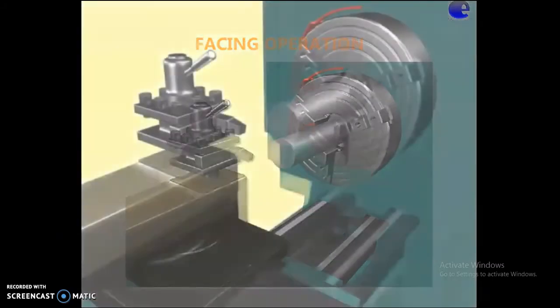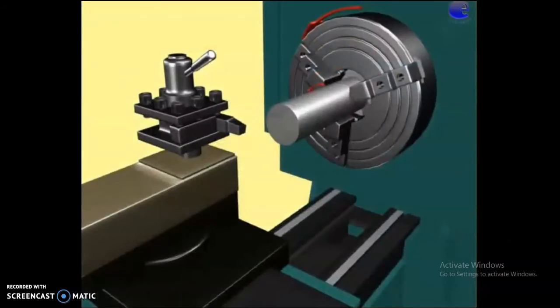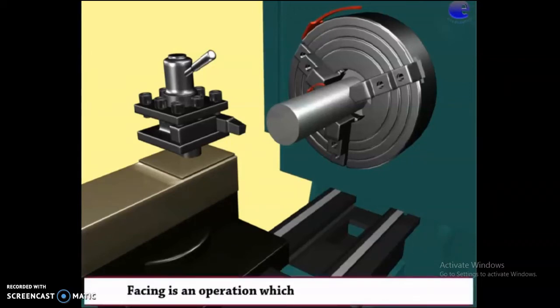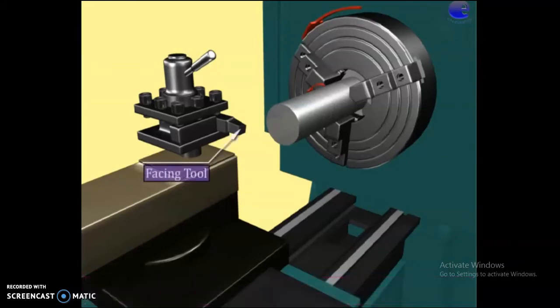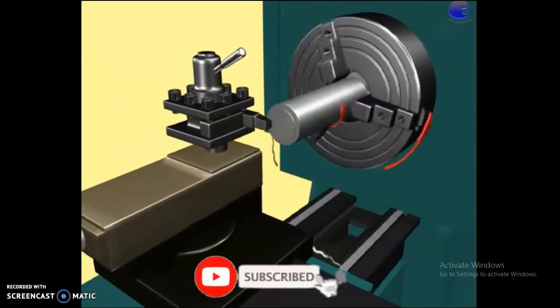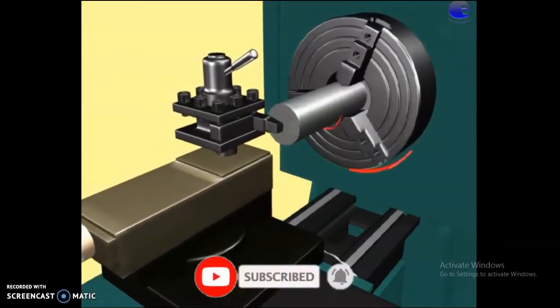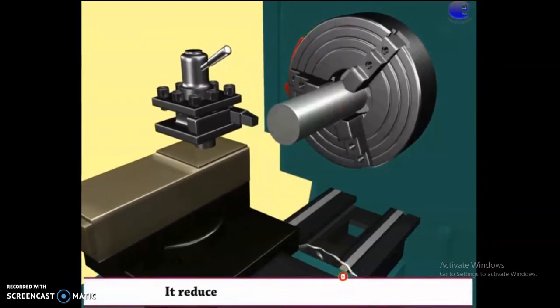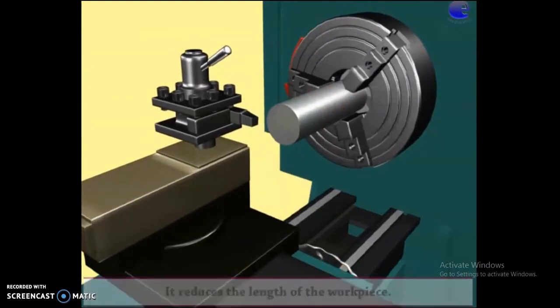Facing operation. We can see how a facing operation can be done. Facing is an operation which produces flat surfaces. This is a facing tool, workpiece, chuck. This is how a facing operation is done. It reduces the length of the workpiece.